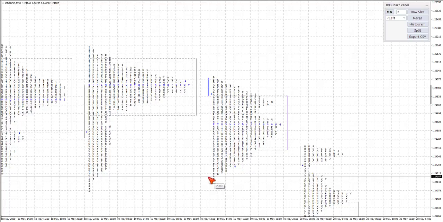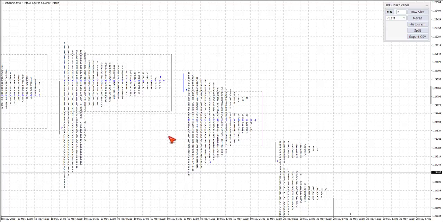But look, it's like trading an inside bar. At some point, it's going to break out.